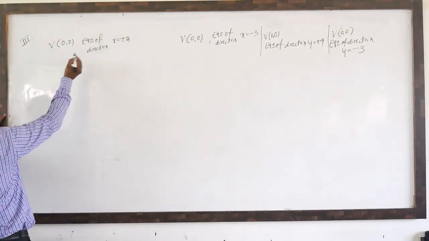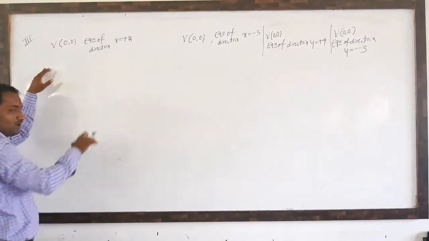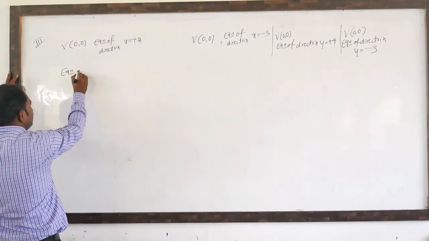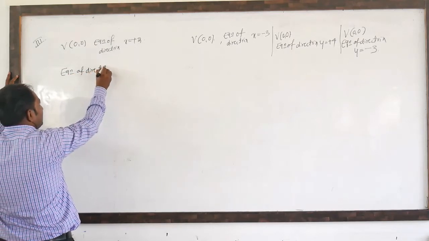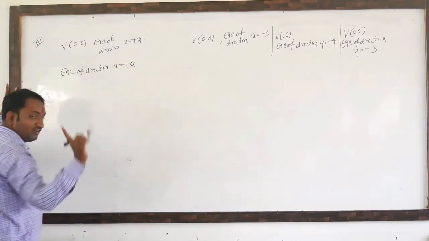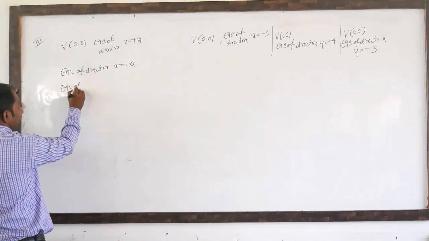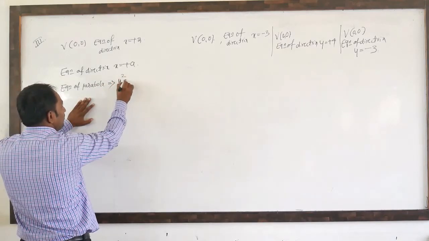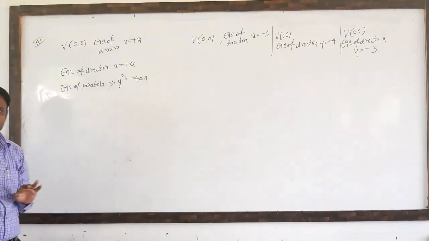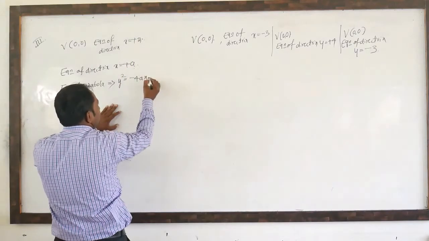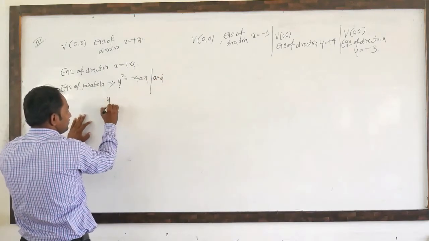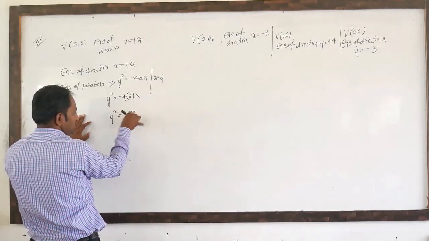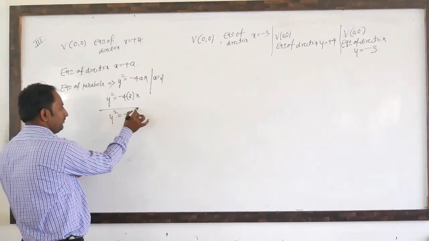Definitely compare the equation of directrix with the general form belonging to our previous concept. Equation of directrix x is equal to plus a, definitely the equation of parabola is y square is equal to minus 4ax. Here a value is 2, a is equal to plus 2. Then substitute: y square is equal to minus 4 into 2 into x. Y square is equal to minus 8x is the equation of parabola.